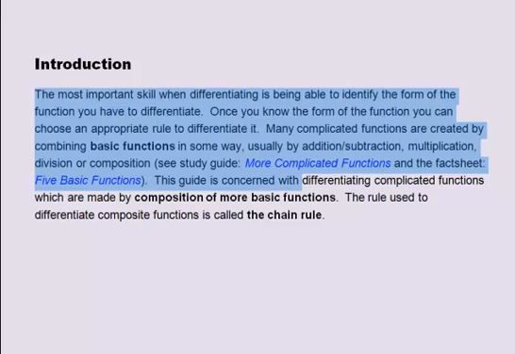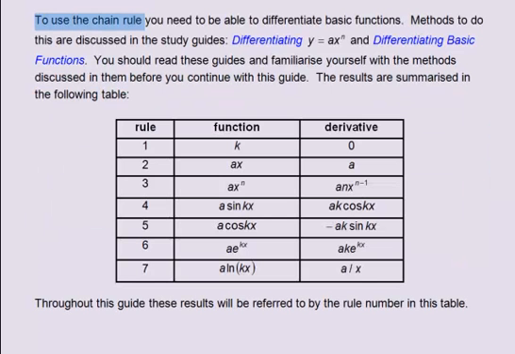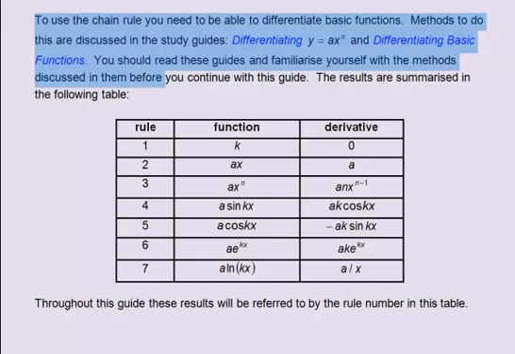This guide is concerned with differentiating complicated functions which are made by composition of more basic functions. The rule used to differentiate composite functions is called the chain rule. To use the chain rule, you need to be able to differentiate basic functions. Methods to do this are discussed in the study guides Differentiating y equals ax to the power n and Differentiating basic functions. You should read these guides and familiarise yourself with the methods discussed in them before you continue with this guide. The results are summarised in the following table.